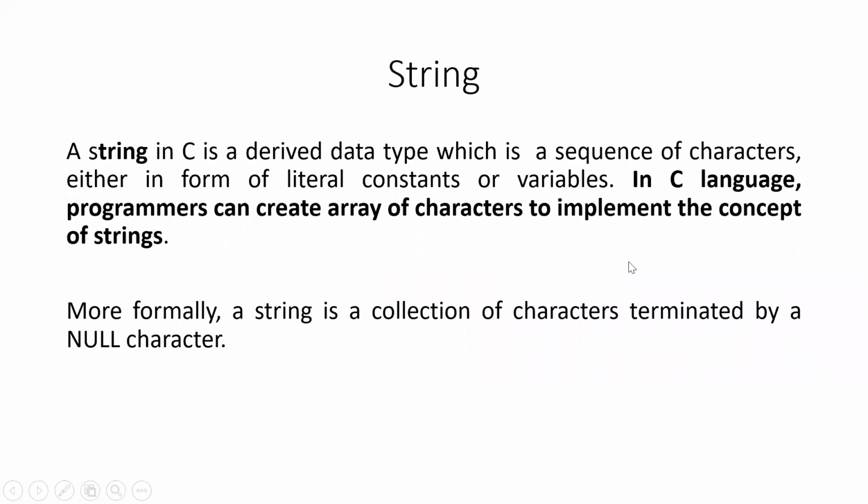A string in C is a derived data type, which is a sequence of characters. A single character, when grouped together in the form of an array, is called a string. More formally, a string is a collection of characters terminated by a null character. This is an important characteristic of a string. The last character of a string is always a null character.